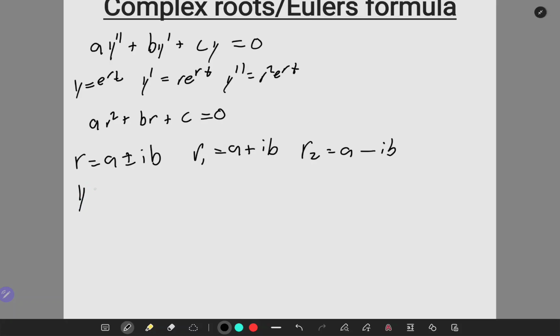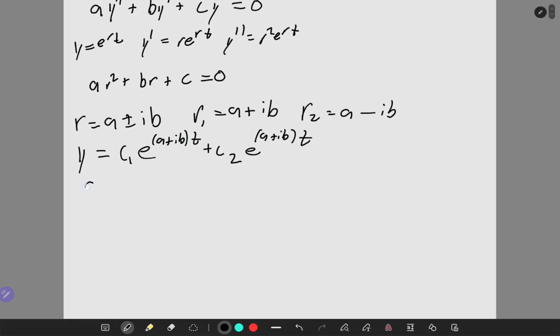We write our general solution would be C1 e to the a plus ib. Now this is just hypothetical, right? Our a and b, they're just real numbers basically. They could both be 1, and I'm going to show that in one minute. Oh, sorry, this should be times t, not i. Okay, so now let's just assume that a and b are equal to 1.